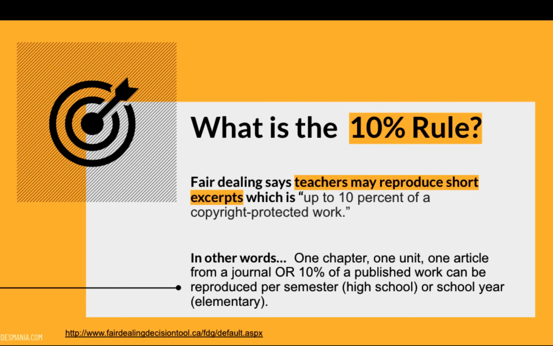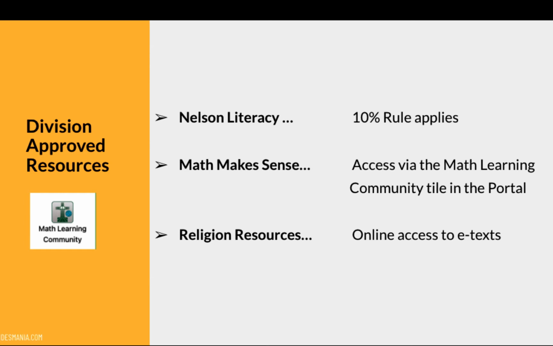However, you cannot post one unit of the text in your Google Classroom, take it down, and post unit 2 from the same textbook. Owning a physical copy of a book does not give the owner the right to make a copy of any more of the book than is permitted under fair dealing. Even if we have purchased textbooks, such as Nelson Literacy, although hard copies have been purchased for each of our elementary schools, the 10% rule still applies.